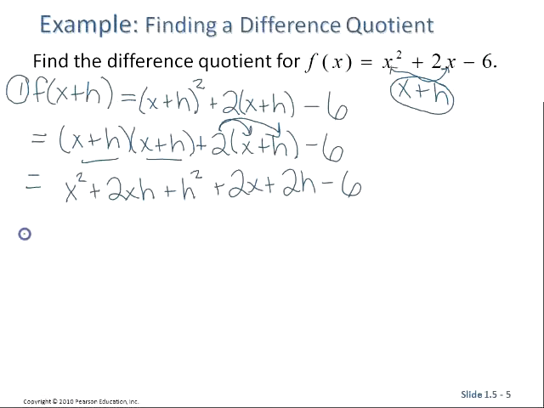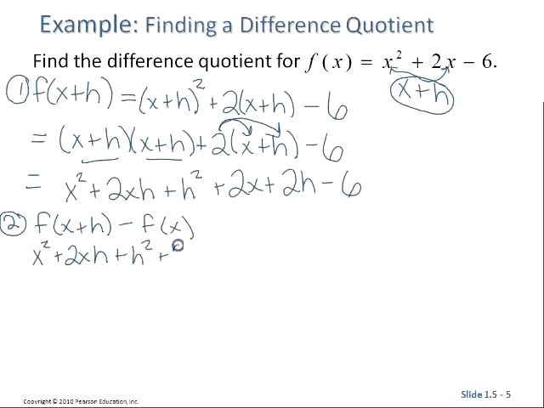That's my first step. There are not any like terms. There's not anything I can collect together. So I'm going to go on to my second step. The second step is where I take the answer I just found and subtract f of x from that. So let me write down all that stuff I just got. X squared plus 2xh plus h squared plus 2x plus 2h minus 6 minus my function, x squared plus 2x minus 6.